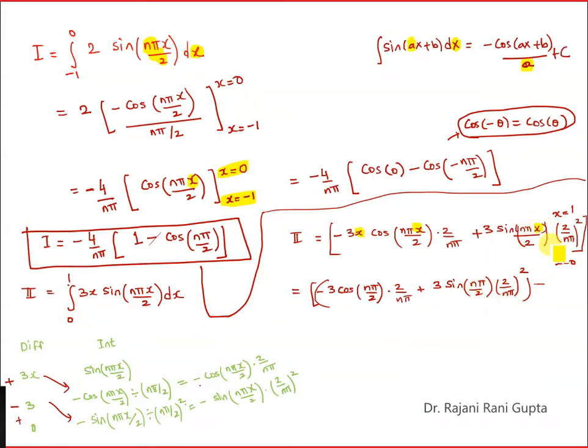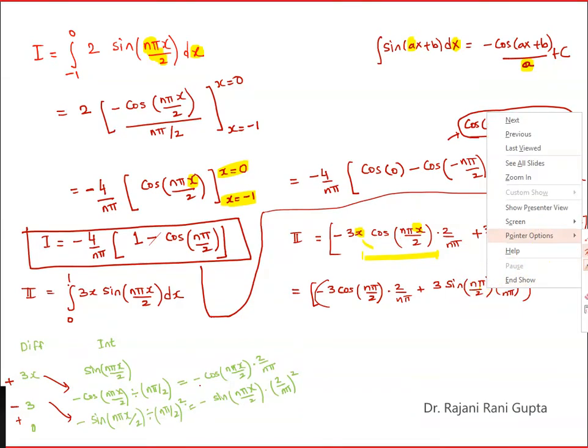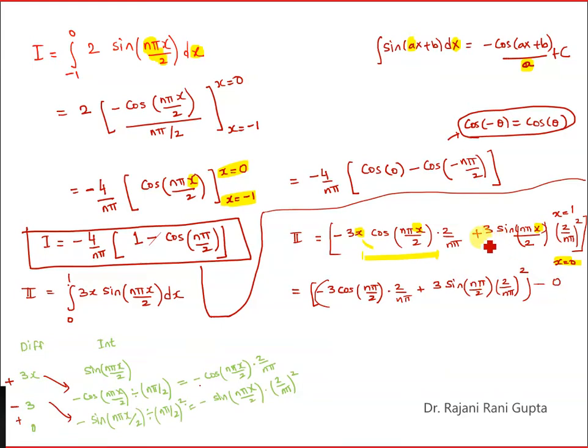So when I replace x by 0, this term will become 0. This total term will become 0 at x equal to 0. So we can directly write it as 0. And then minus, when I replace x here by 0, again what we get, 3 sine n pi 0 over 2, means sine of 0. Sine of 0 again becomes 0. Okay, so this term also cancels out to be 0. So we are left with only 2 terms.